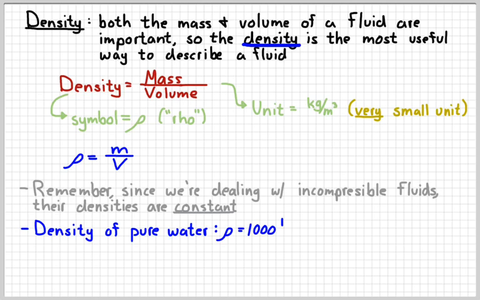The density of pure water in kilograms per cubic meter is 1,000. So again, if you remember from chemistry, the density of water was 1, but that was 1 gram per milliliter. In kilograms per cubic meter, the density of water is 1,000. It's important to pay attention to your units, especially if you're going back and forth between different classes.